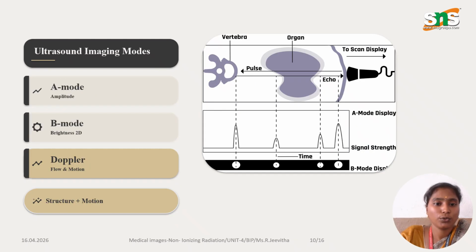Ultrasound has different modes: A mode, B mode, and Doppler mode. A mode shows the amplitude, a simple 1D signal. B mode is the brightness mode, which gives a 2D image and is most commonly used in pregnancy imaging. Doppler measures the motion, blood flow. Ultrasound can show both structure and motion. That's why it is widely used in pregnancy and heart studies.